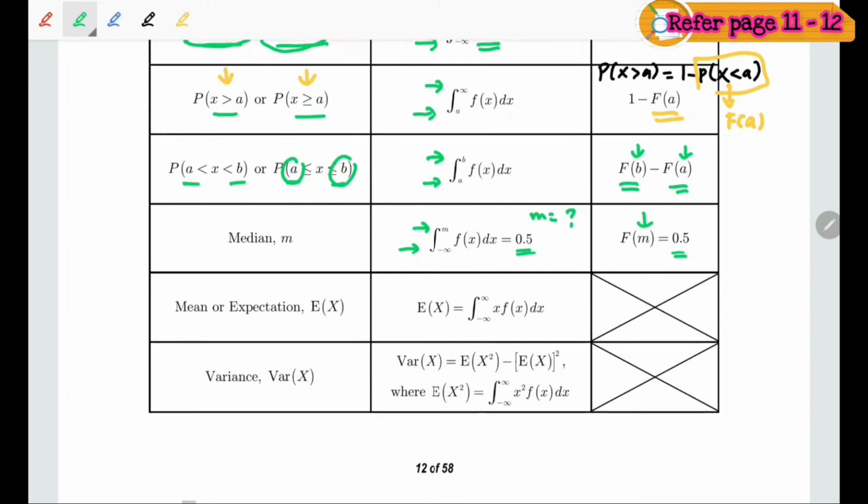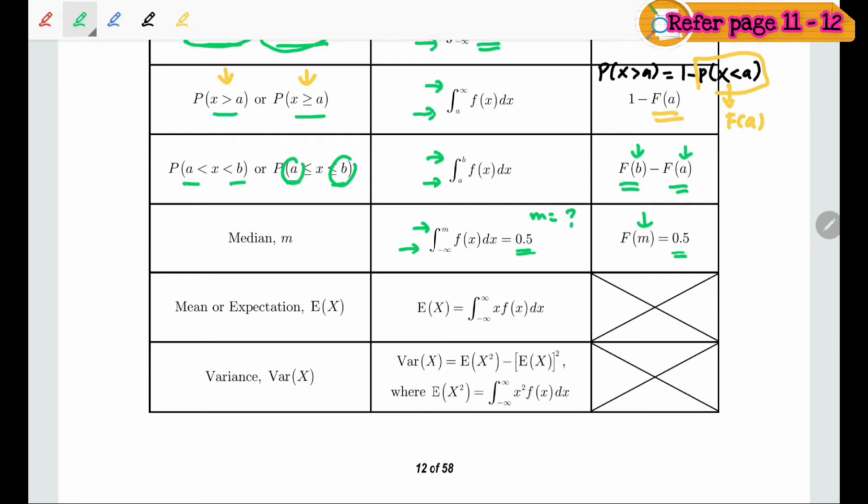Okay, and then continue with the mean and expectation. The expectation is just using the PDF. It doesn't have one for the CDF. So just remember that when it comes to finding the mean, expectation or variance, you need to use the PDF, integration of the PDF. So what's the difference between expectation and variance?